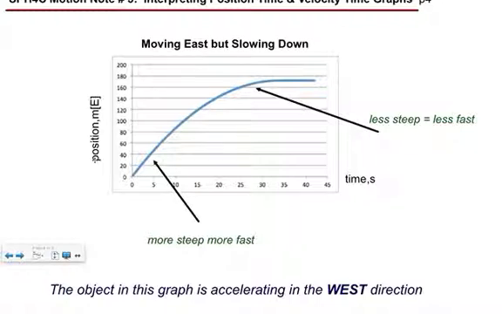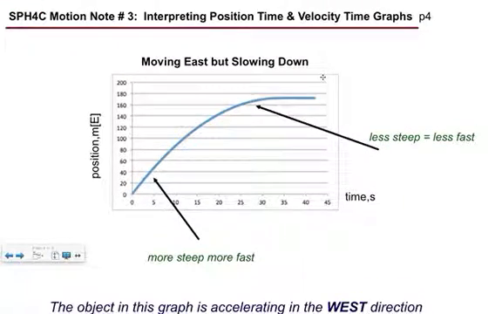Let's see. So he's starting, the positive axis is east, and see how it's more steep here than here? In fact, here it looks like it's 0, right? So this means that Ferd, or whoever in this case, is starting out at a fast pace and then slows down over time. And so that's moving east but slowing down.